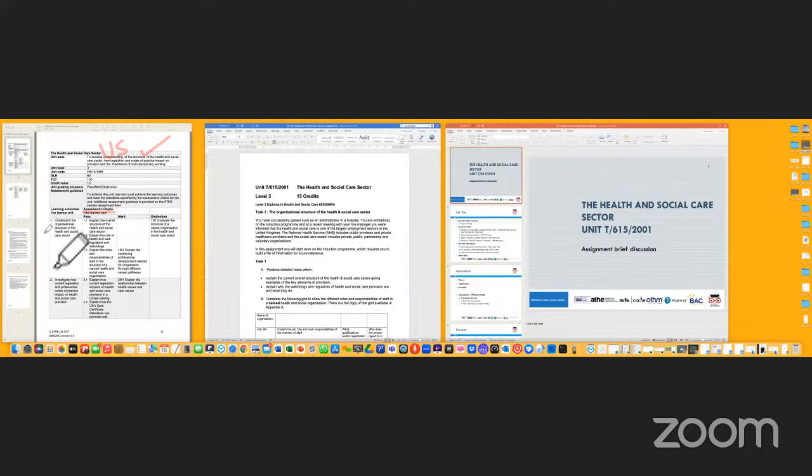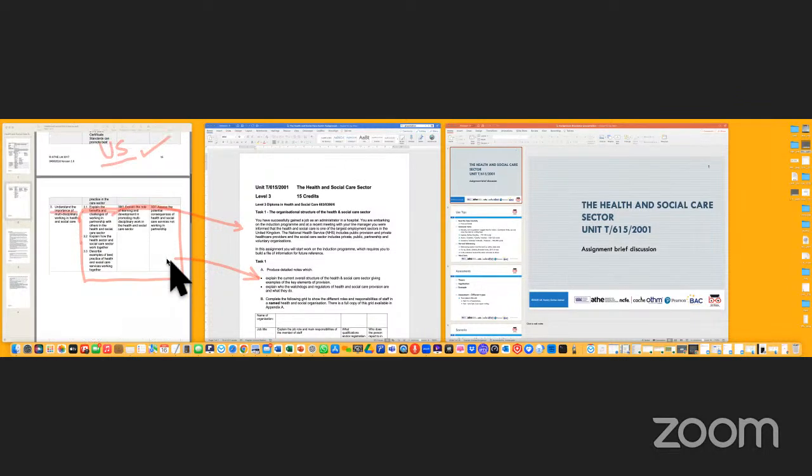Generally speaking, when we do any qualification or course, the number of learning outcomes that you study in a unit would translate into a number of tasks in the assignment brief. The assessment criteria in each of the learning outcomes get converted into tasks that we have to do, or questions and answers that we have to do in order to complete the assignment. So this is a useful document, which is called the unit specification.